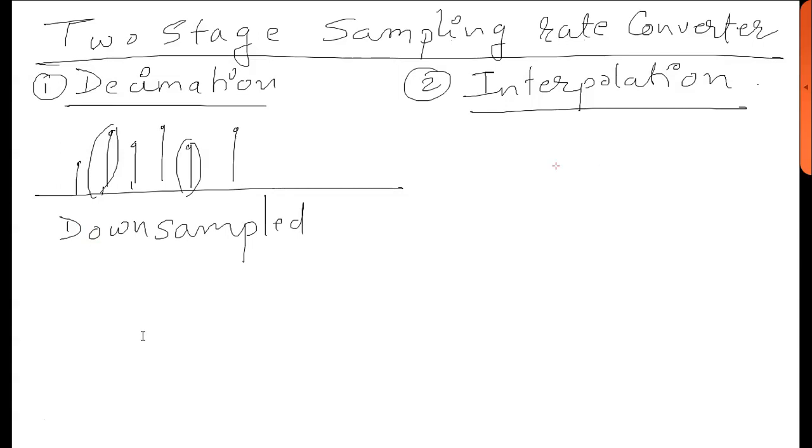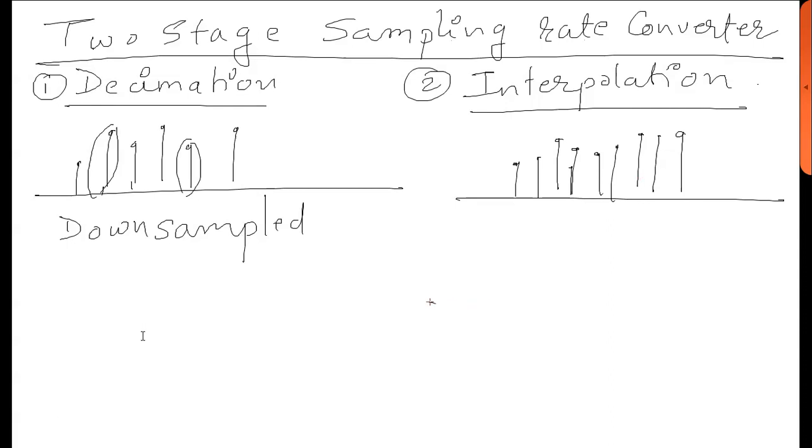In interpolation, suppose this is our signal. In the interpolation, intermediate samples are added. Now this addition of intermediate samples cannot be random. Suppose this is the signal and suppose this is the envelope. We cannot add sample like this because it will go out of the shape of the envelope.